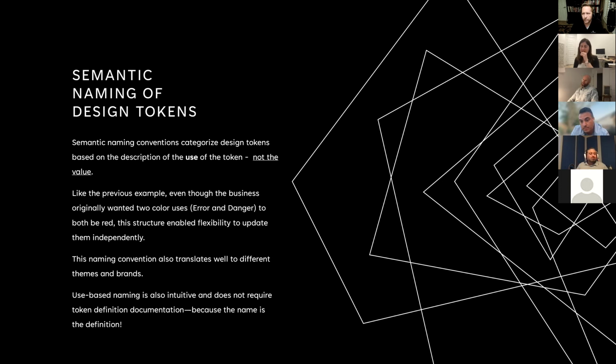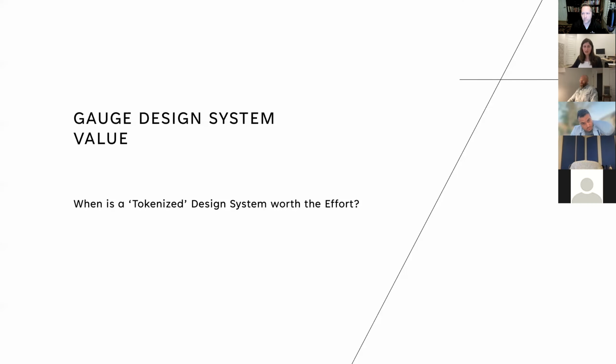So there isn't, I'll get into this later, but design tokens are pretty new. There really aren't any standards. There's some guidelines, practices that a lot of people follow, but there aren't really any standards yet. I'll get into that in a few slides. Sorry. So next major topic, how do you gauge the value of a design system? And when is including design tokens worth it?